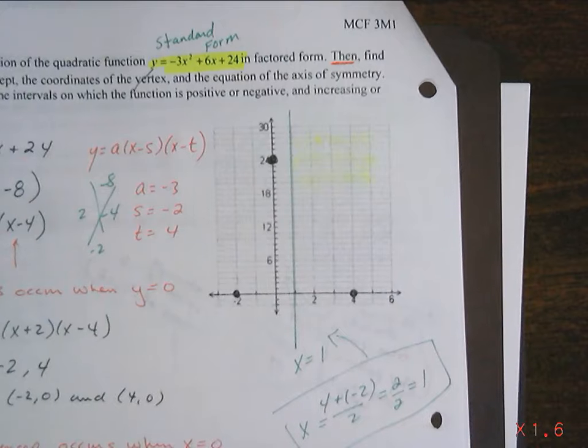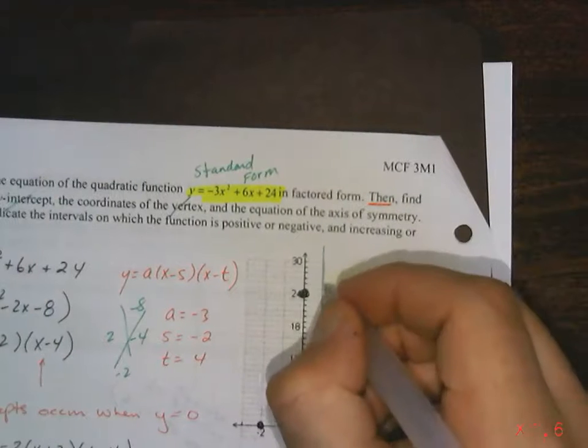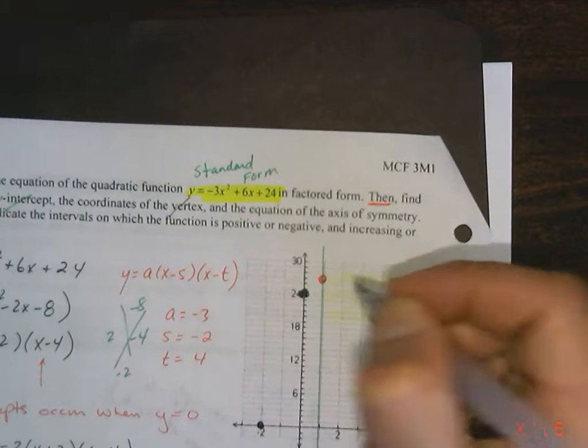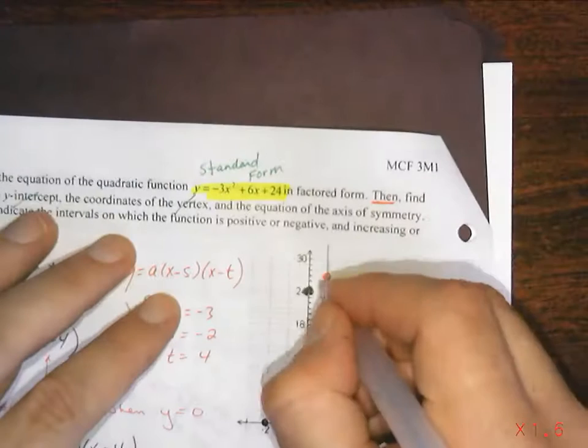Axis of symmetry, sketch the graph. I've got to put on my vertex. Where's my vertex? 1, 27. There it is. And we know that it opens down, so here's my graph.